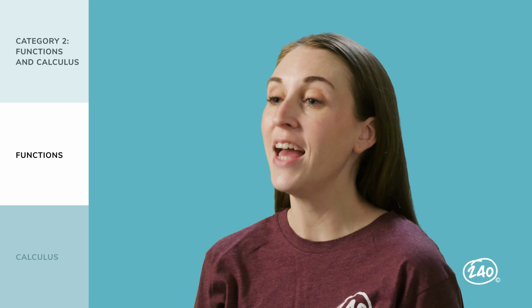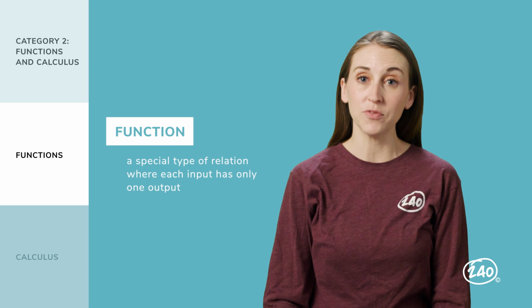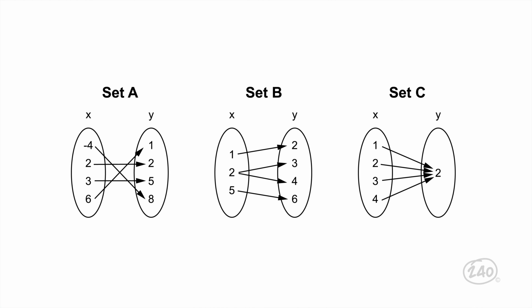Let's start with the basics. What is a function, and how can you represent it? A function is a special type of relation where each input has only one output. For example, here are 3 relations. The x values are the inputs and the y values are the outputs.